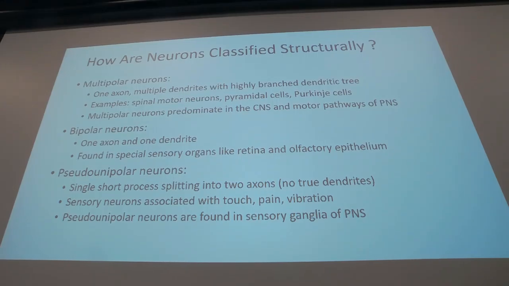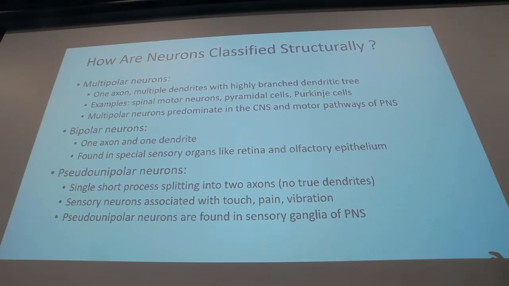So neurons, how they are classified based on structure. If the neuron has one axon and multiple dendrites, this will be multipolar. Where do we have them? In the spinal cord, like the motor neurons in the spinal cord. In the brain, in the cerebral cortex, we have the pyramidal cells, and also in the cerebellum, the Purkinje cells. So we have these neurons where we have to receive information from many places. They are located mostly in the CNS or the motor pathways of the PNS.